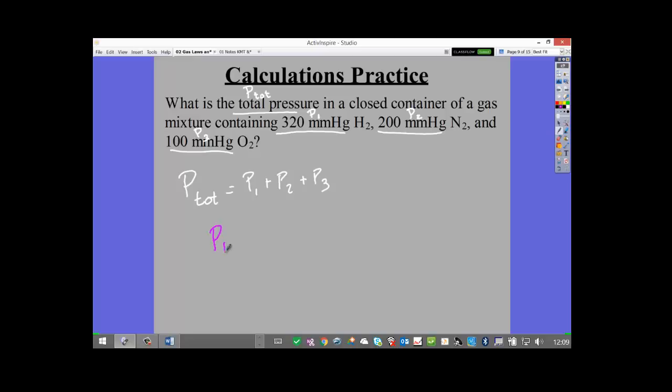So P total is equal to 320 plus 200 plus 100. 620 what? Millimeters of mercury. Don't forget units, guys. Any questions on this one? It's simple addition. We're not cross multiplying. So Leandro, wake up. I got 10. Okay, ready.